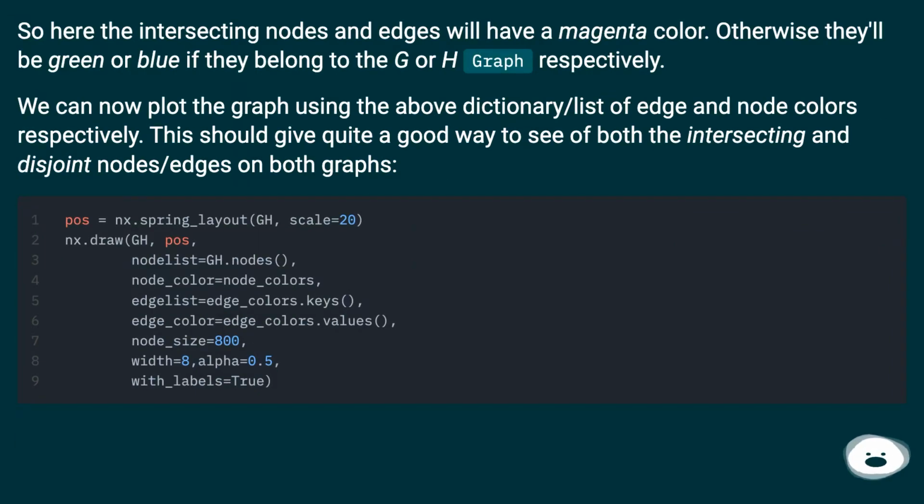So here the intersecting nodes and edges will have a magenta color. Otherwise they'll be green or blue if they belong to the G or H graph respectively. We can now plot the graph using the above dictionary/list of edge and node colors respectively. This should give quite a good way to see both the intersecting and disjoint nodes and edges on both graphs.